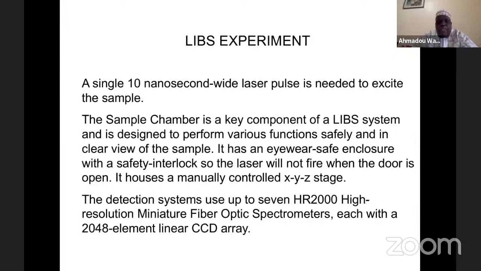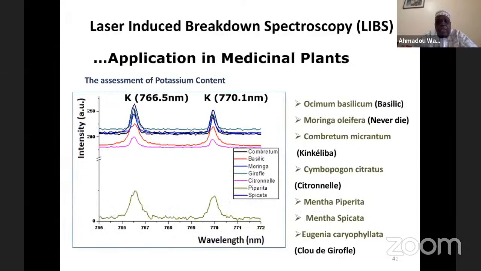And this is the description of the LIPS experiment. We have a chamber for the safety. And here we have the application we have done in medicinal plants: Moringa oleifera, Combretum, Kinkeliba, Citronelle, and so on. We have a different spectrum for each. We want to monitor the presence of potassium. Potassium is extremely important, especially for medical application, for diabetes, and so on.